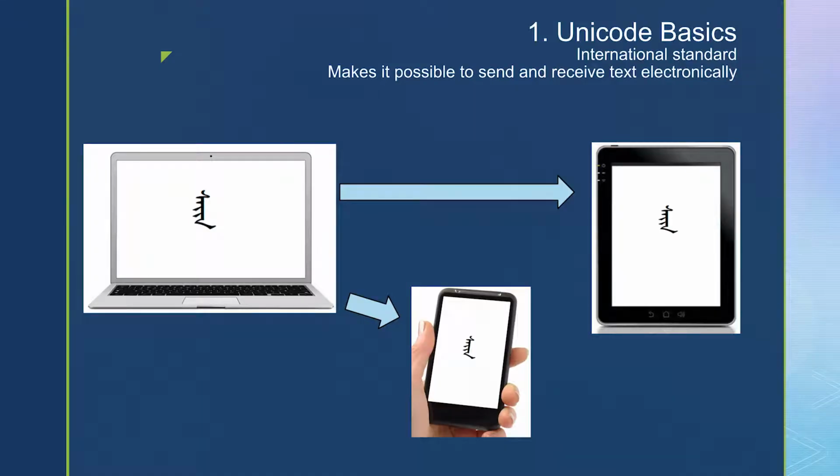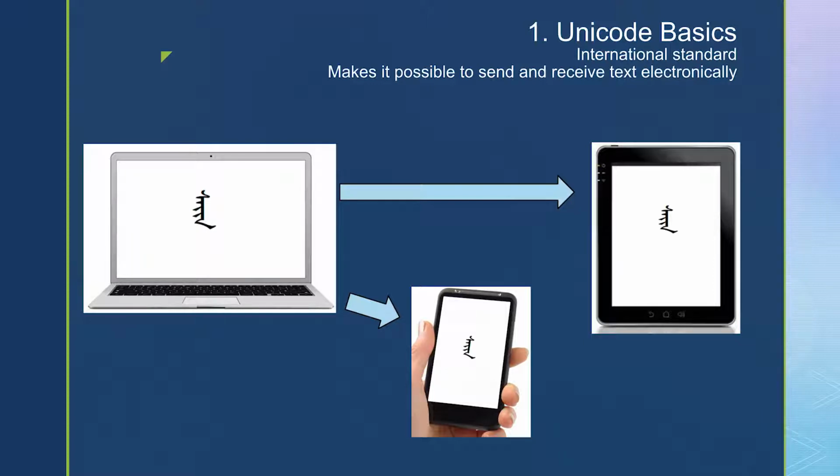So what is Unicode? Unicode is an international character encoding standard. It is widely supported in the computer industry around the world. All modern operating systems for computers and devices are running Unicode. Basically, Unicode makes it possible to send and receive text electronically. Today, when you type on your laptop, text message, or tweet on your phone, for example, you're already using Unicode.